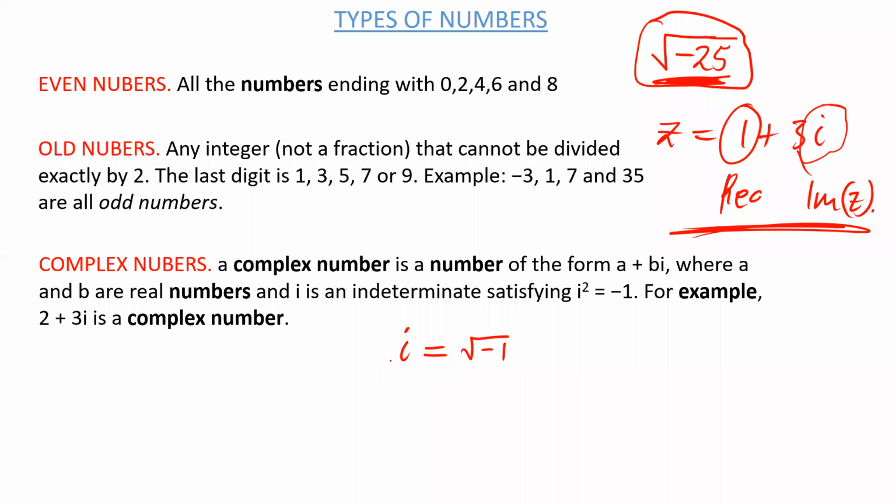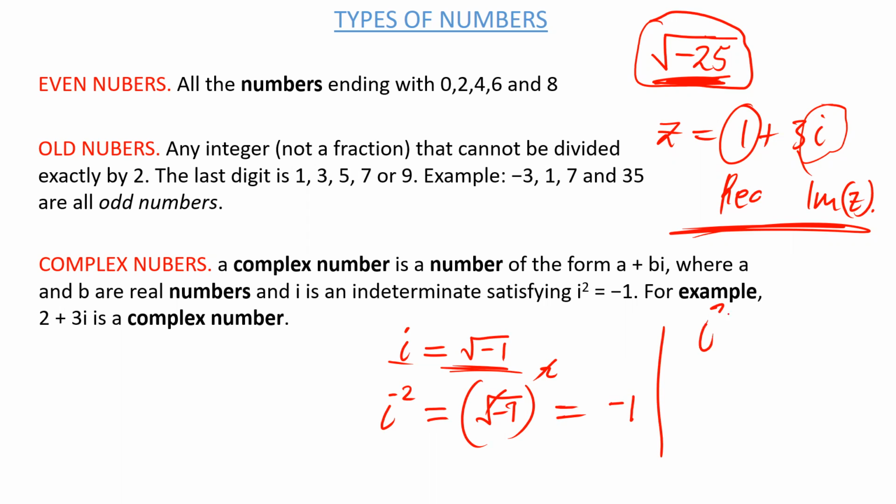So we know to say i is equal to the square root of -1. So when we say i squared, it will be the square root of -1 squared. So this square and that will cancel, meaning the answer is -1. So this tells us to say i squared is equal to what? -1.